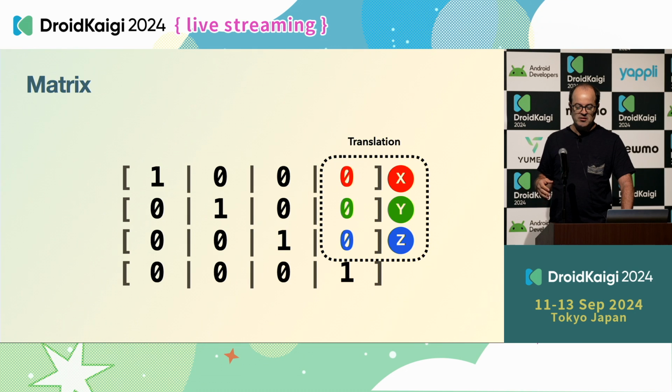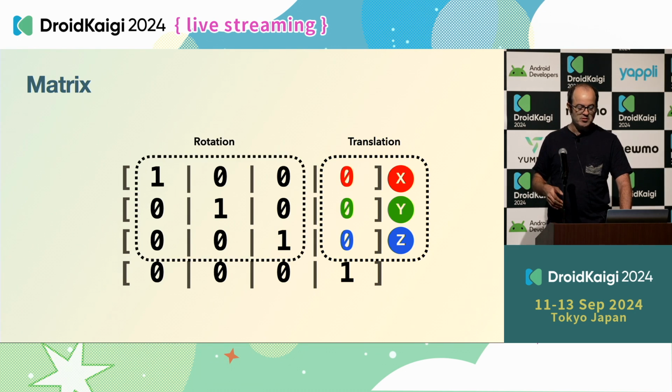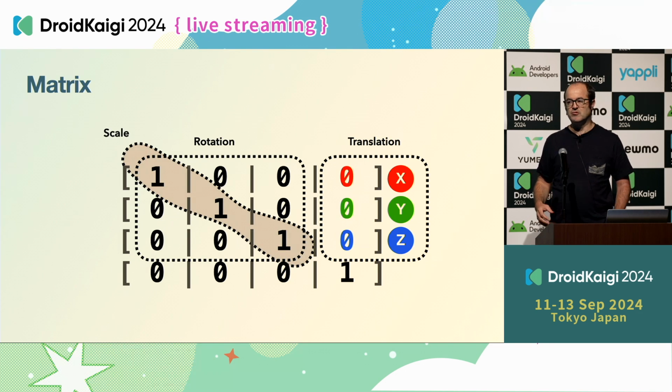So a matrix can hold different kinds of data, like a translation, if you want to move an object, but also rotation, to turn an object, and the last one is the scale, so if you want to make an object smaller or bigger. And what is very interesting with matrices is that you can do mathematical operations with them.